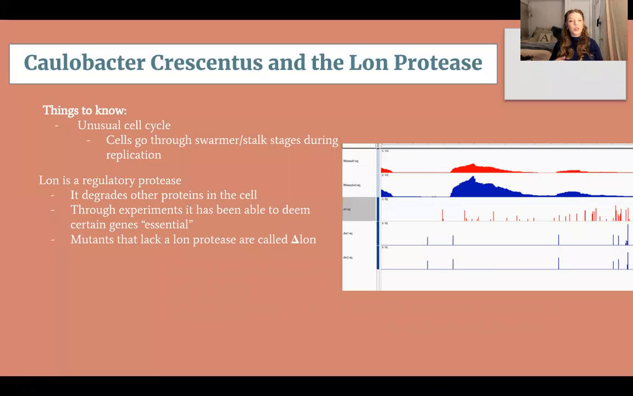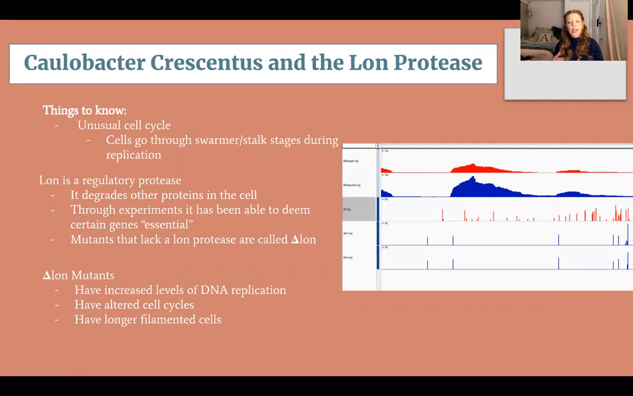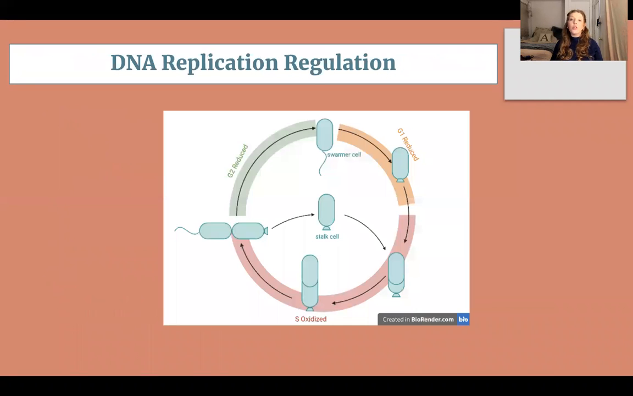In Caulobacter, there's a protein called the LON protease, which is responsible for the degradation and regulation of many different proteins. Through transposon and RNA sequencing techniques, we're able to label certain genes in Caulobacter as essential to the cell's vitality, as in these genes are necessary for the cell to live. A particular knockout called the delta LON lacks production of the LON protease. In delta LON mutants, we know of some phenotypes, including increased levels of DNA replication, altered cell cycles, and longer filamented cells.